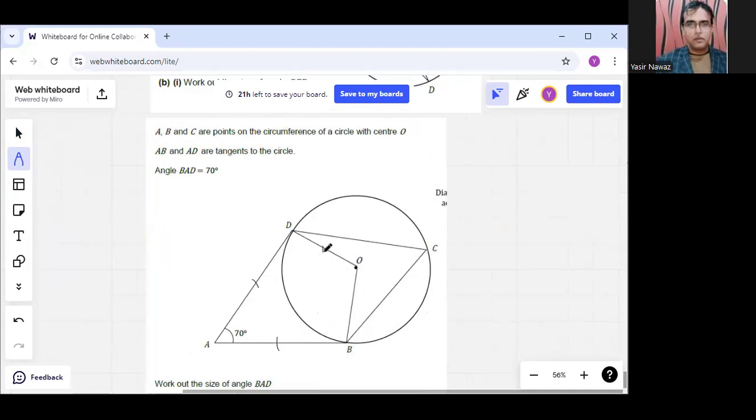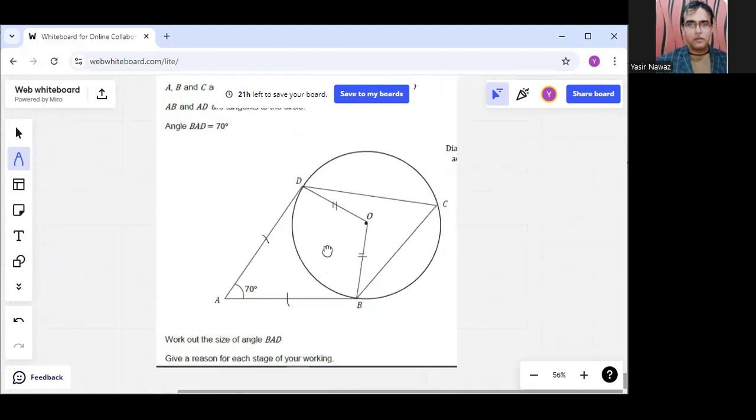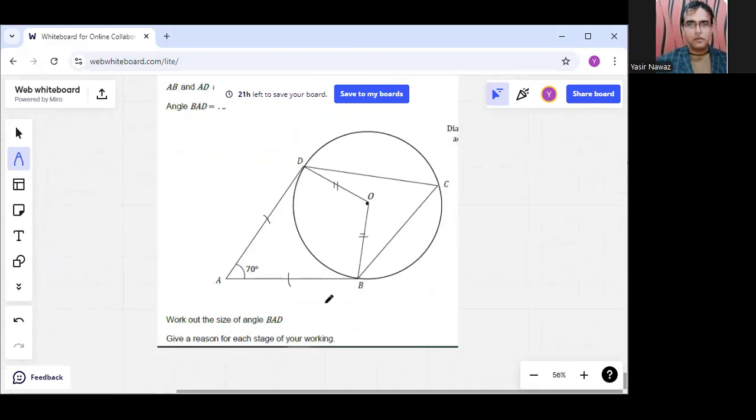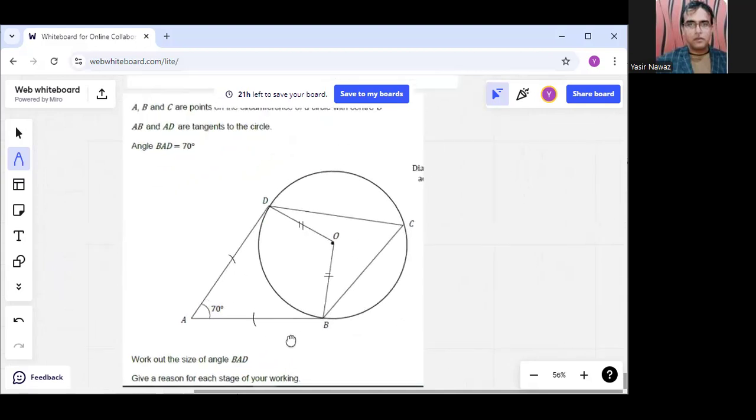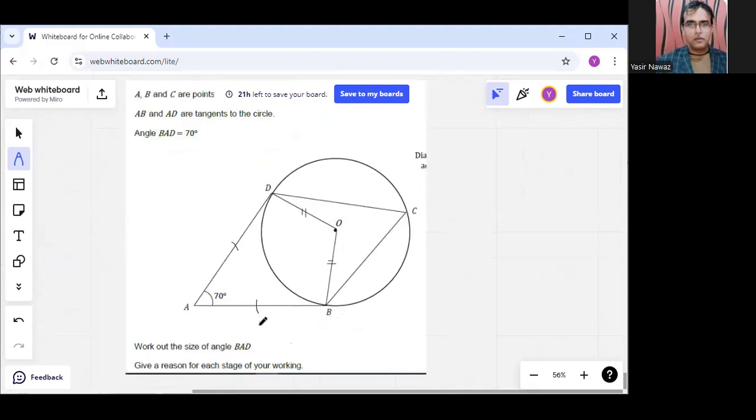And this is the radius, and this is also a radius. These two should also be equal. Angle BAD is equal to 70. The question says work out the size of angle BAD, but BAD is already given, so why work out the size of that?